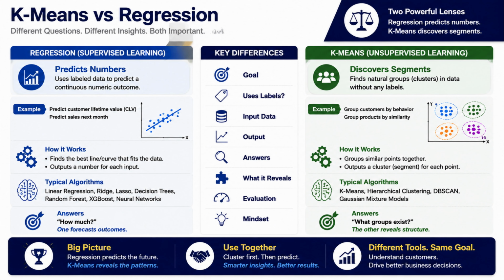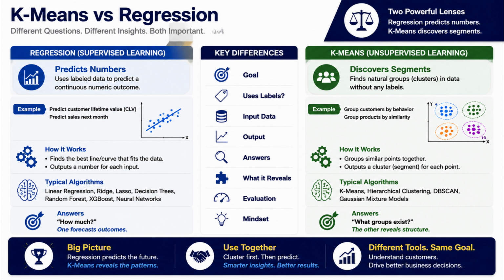Section 25. K-means versus regression. Regression predicts numbers. K-means discovers segments. One forecasts outcomes, the other reveals structure. Regression might predict customer lifetime value, future revenue, or probability of churn. K-means focuses on understanding how customers naturally group together based on their characteristics. Organizations often use both methods because understanding customer segments can improve the accuracy and usefulness of predictive models.